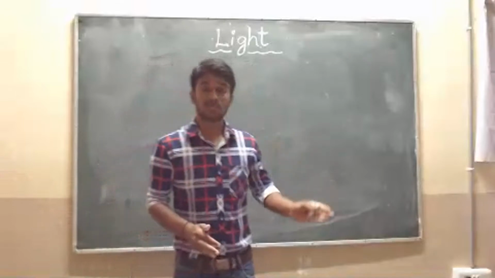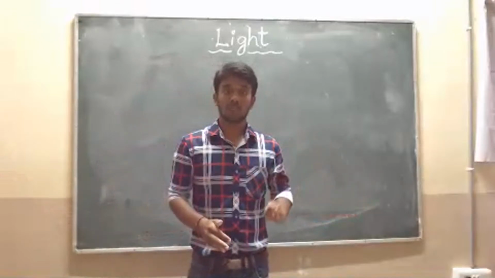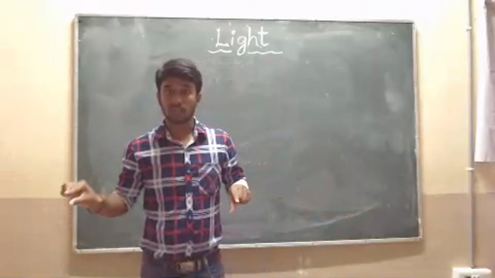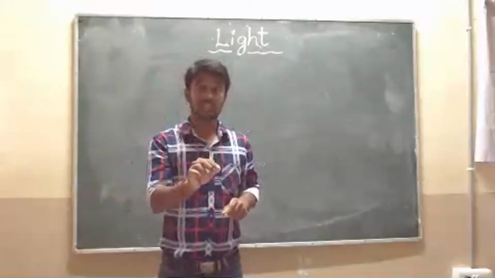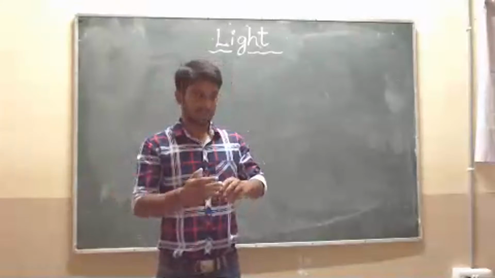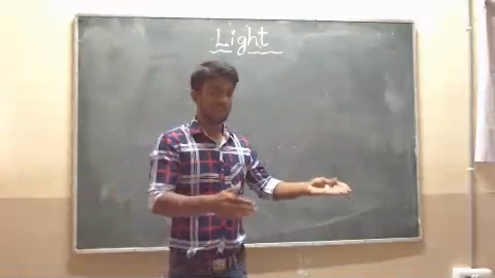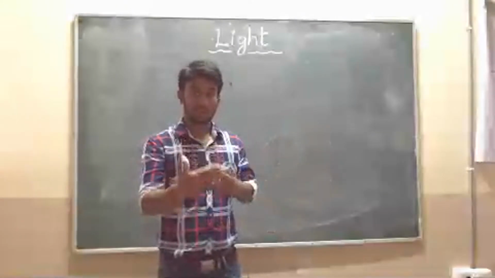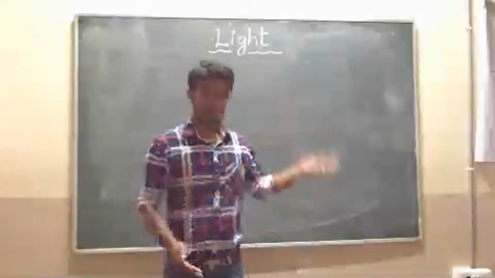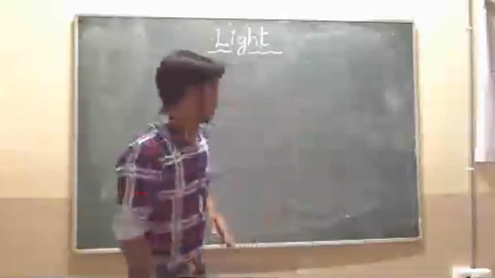But when you keep the object in front of a concave mirror, if you change the position of the object, then there is a change in the size of the image. At some points maybe it is smaller, at some points it is greater, or at some point maybe both are equal, object and image. Okay, we'll study one by one.